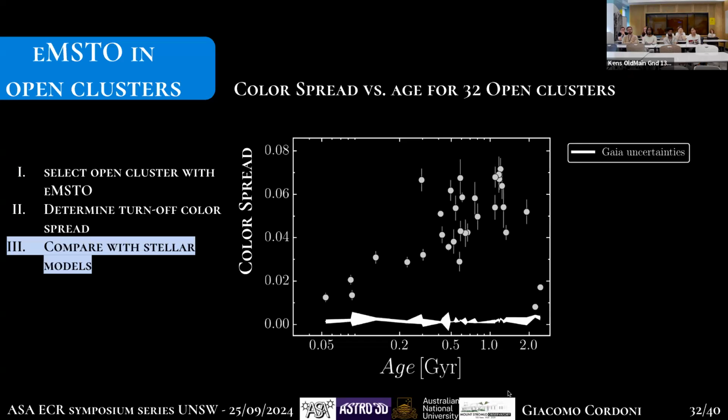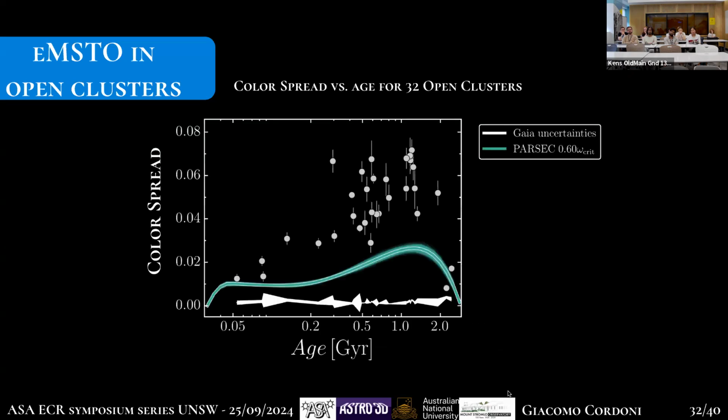Then exactly like before, we can compare that with theoretical models. So this is a mid-rotating stellar population. You see that if you assume that the stars are rotating but not too fast, then you can produce a spread, but not as large as the one that you observe.